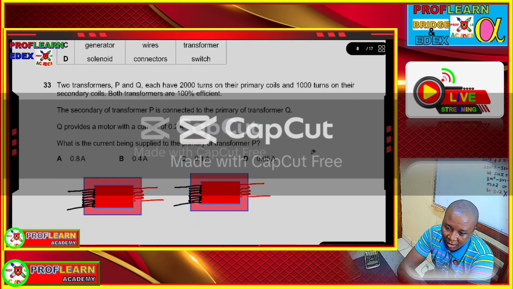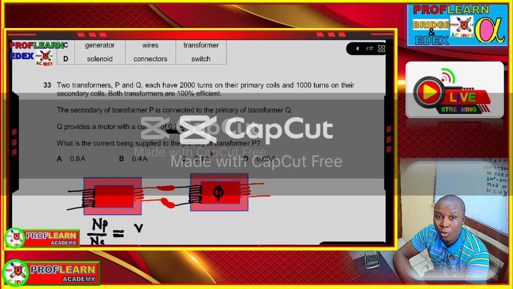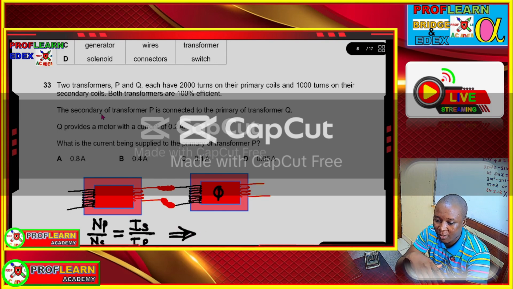Then we are also supposed to work out that, and we are supposed to remember the number of turns in the primary coil over the number of turns in the secondary coil is equal to the voltage in the primary coil over the voltage in the secondary coil. Also, the number of turns in the primary coil over the number of turns in the secondary coil is equal to the current in the secondary coil over the current in the primary coil. In this case, we are supposed to use current, because in the question we have current, so the current in the secondary coil over the current in the primary coil.